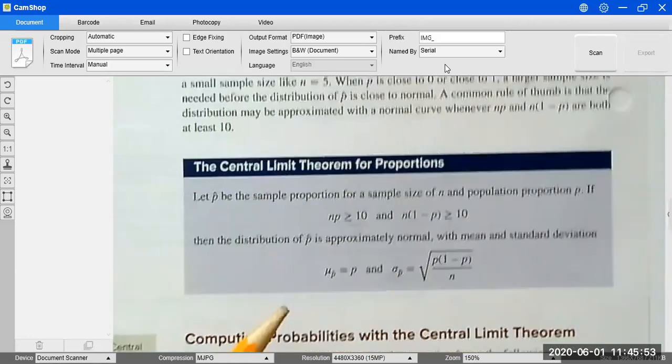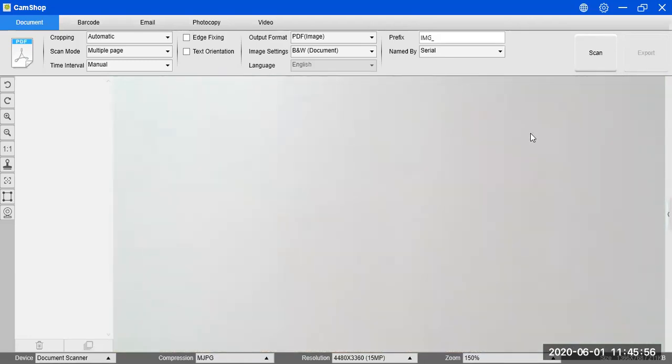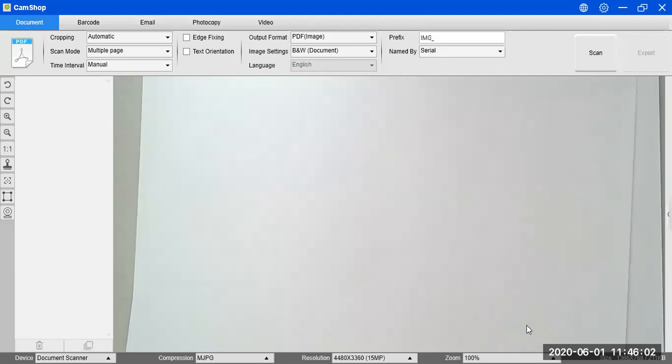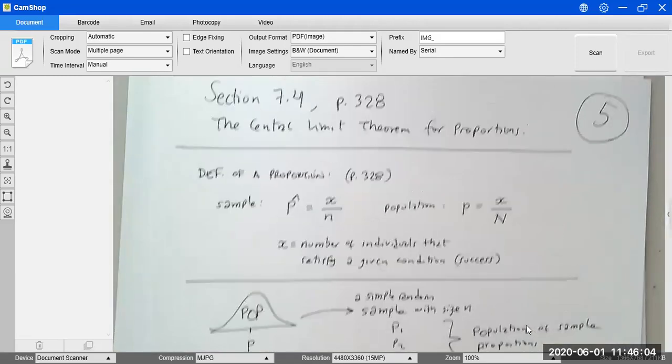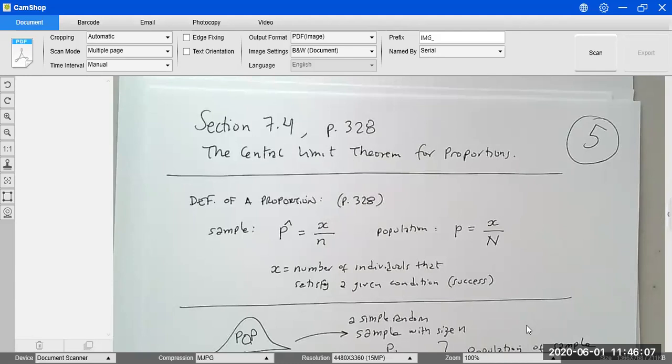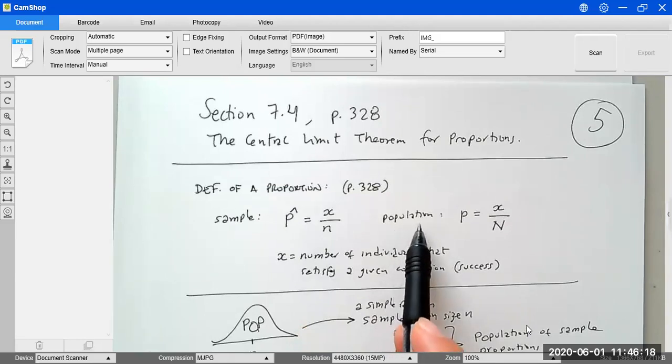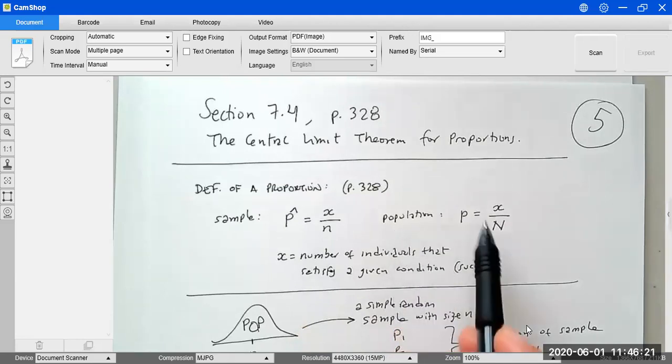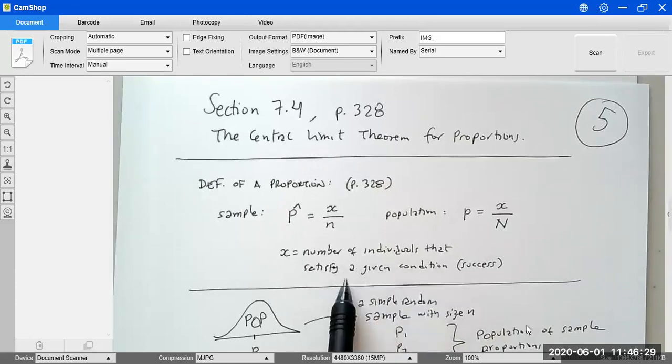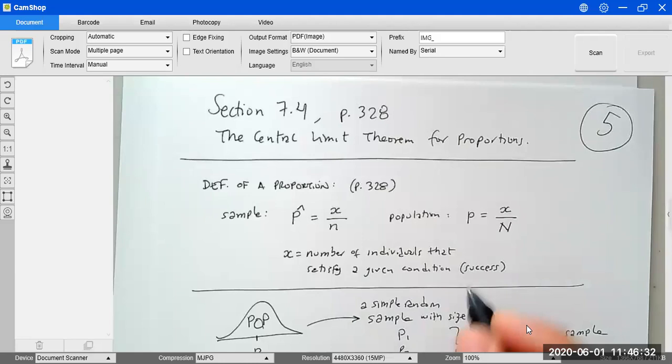So we're going to solve some problems to understand how to apply the normal distribution in the case of computing probability related to proportions. So we have our section, the central limit theorem for proportions. We have the definition of a proportion. Again, it's just x over n. And also, when you have a population and want to determine the proportion, then you divide x, the number of people satisfying a condition, over the total size of the population. So remember, x is just the number of individuals that satisfy a given condition. So it's like a success.